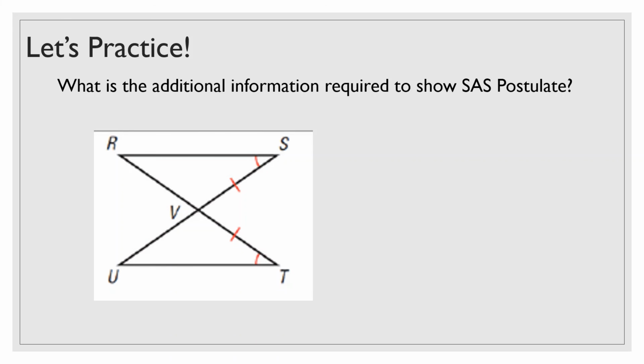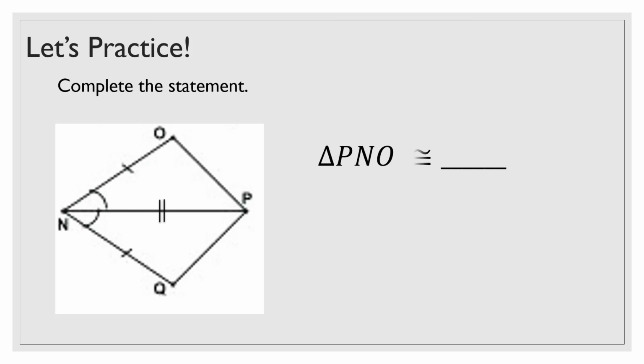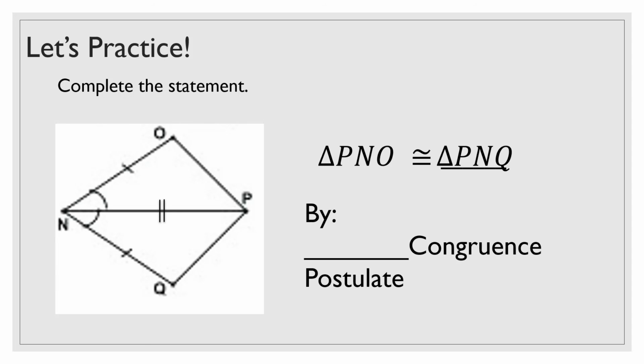Next, to show SAS postulate, what additional information is required? The correct answer is RS congruent to UT. That's correct. Now, let us try this one. We have to complete the statement using the figure. Triangle PNO is congruent to what triangle? If you answered triangle PNQ, then you are correct. By what congruence postulate? Yes, that's correct. By SAS congruence postulate.